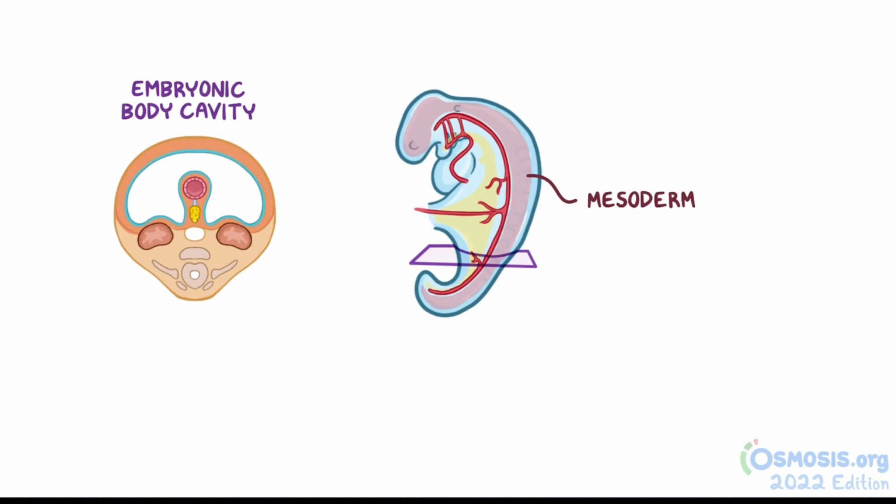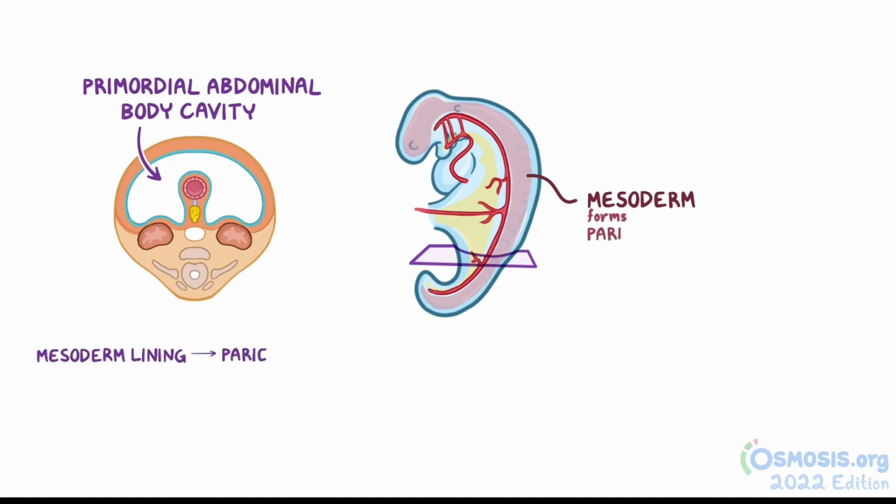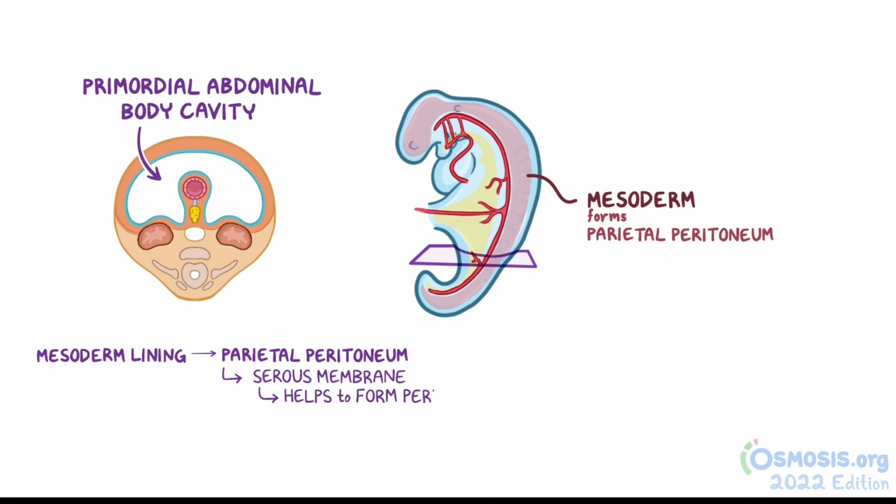As the fetus is developing, the embryonic body cavity becomes the primordial abdominal cavity, and the mesoderm lining it becomes the parietal peritoneum, which is a transparent, serous membrane that helps to form a closed sac called the peritoneal cavity.